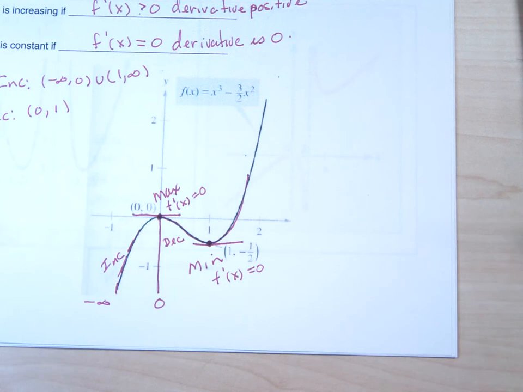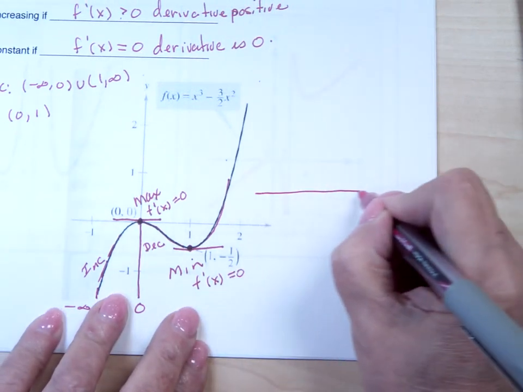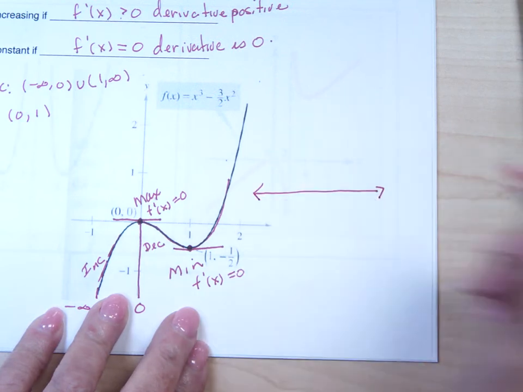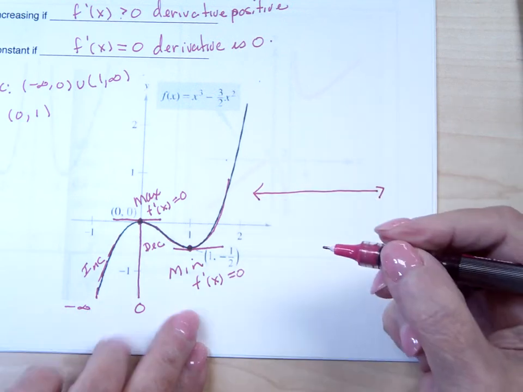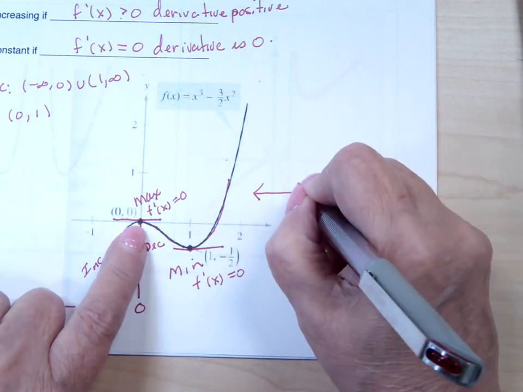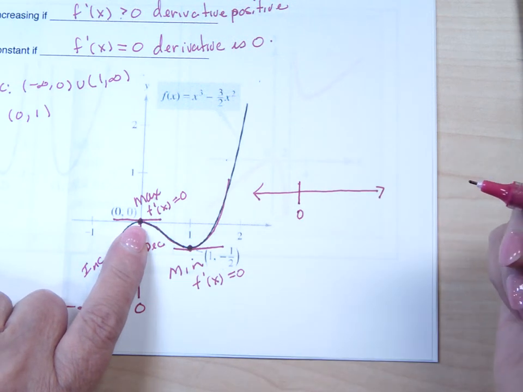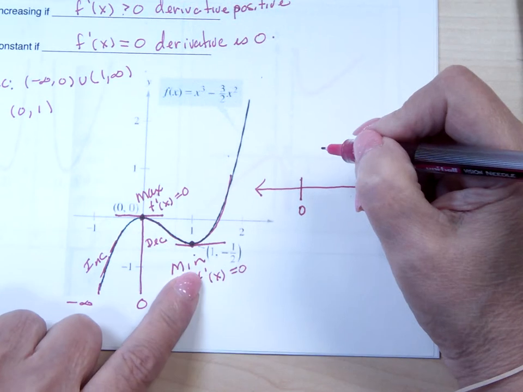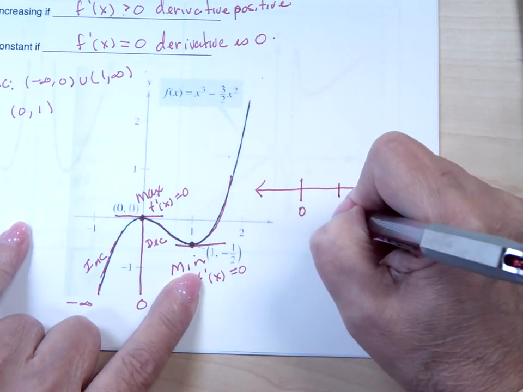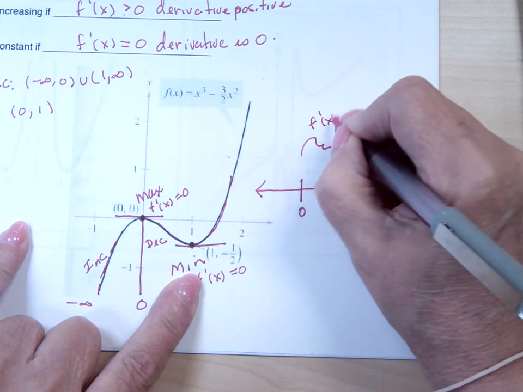Now we're on a picture, so eventually we're going to take the picture away. So let's take a look at the number line associated with this graph. F prime of x is 0 at 0. F prime of x is 0 at 1. So here is where f prime of x equals 0.